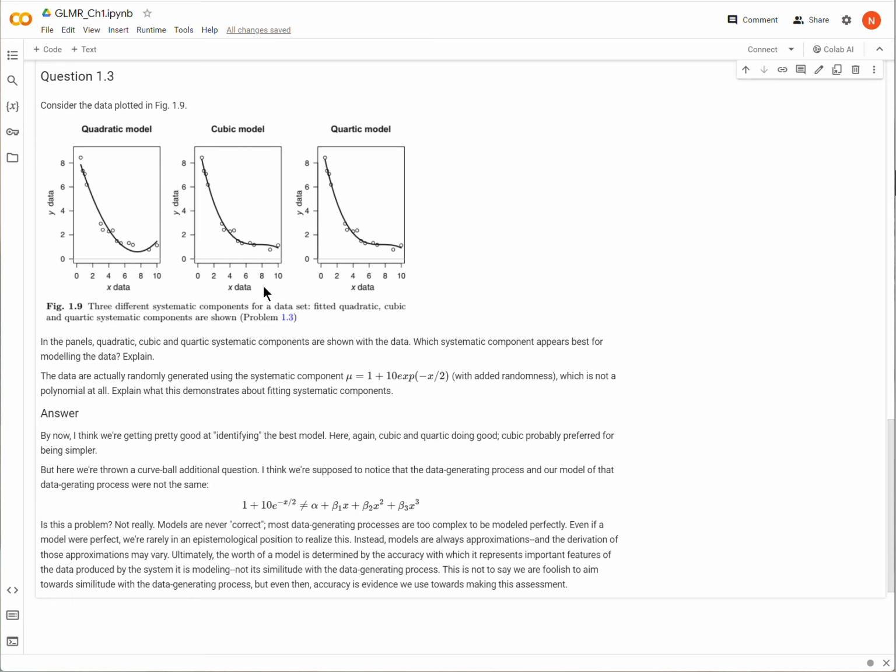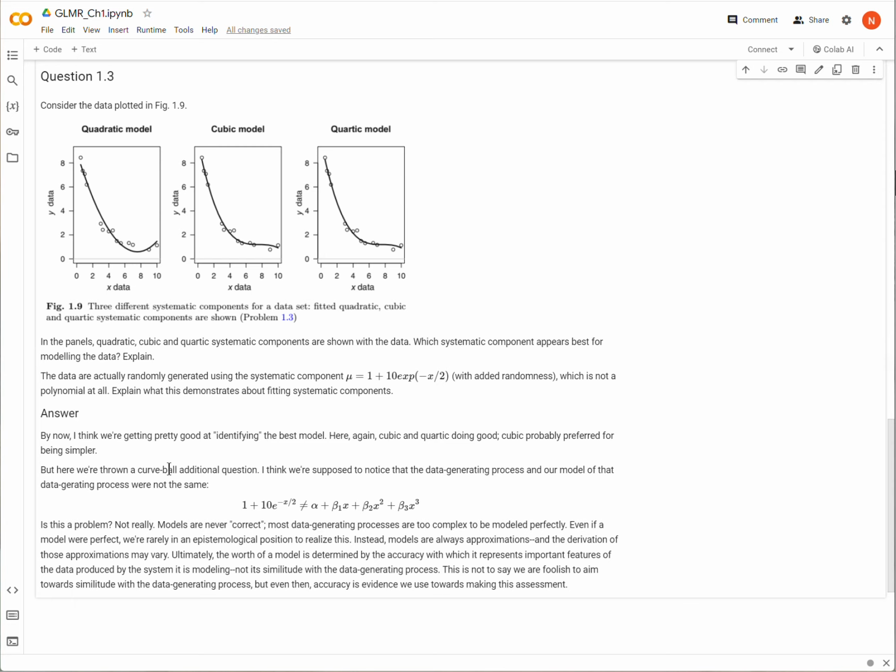So normally we're using regression to figure out how to make this line, right? But here we could go the other way, and we could say here's the line corresponding to the model. Now generate data from it. Okay, we could go both ways, and that's what that's doing. It says, which is not a polynomial at all. Explain what this demonstrates about fitting systematic components. Okay, so let's address that.